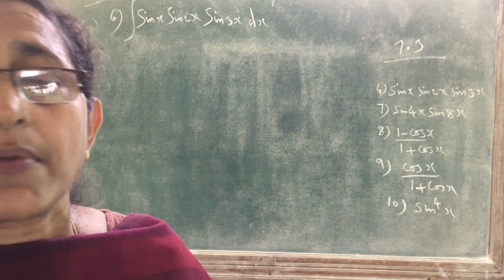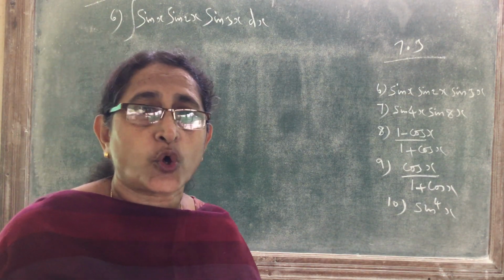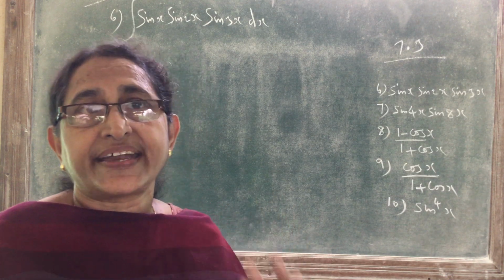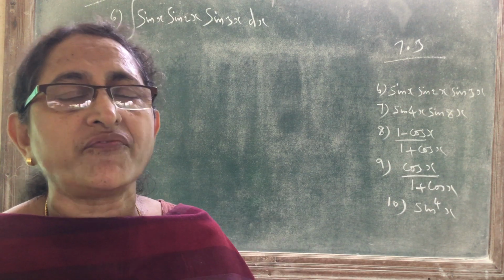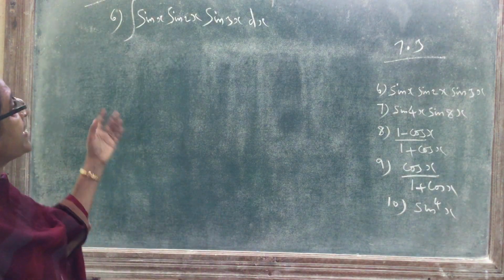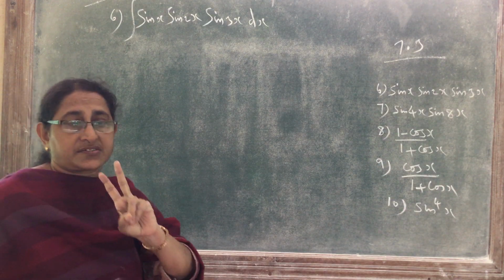What we have to do is, remember that yesterday we discussed the formulas 2 sin a cos b, 2 cos a sin b, 2 sin a sin b, 2 cos a cos b. So if the functions are in this form, we have to use the identity. So which identity can we use here? Three functions are there, so first consider two functions.